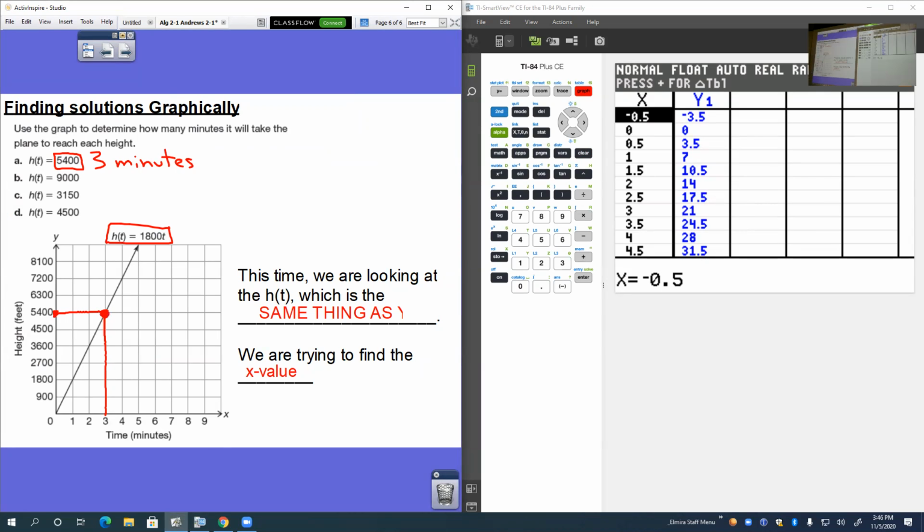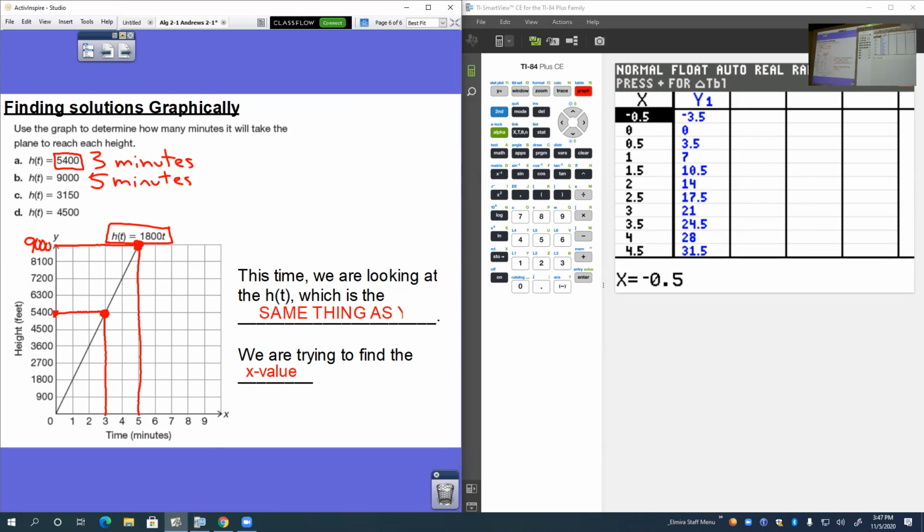on that line. 9,000. Now, our y-axis is counting by 900, so I know that that's 9,000. I'm going to go from 9,000, go over until I hit my graph, which is right here, go straight down, and that's at 5 minutes.